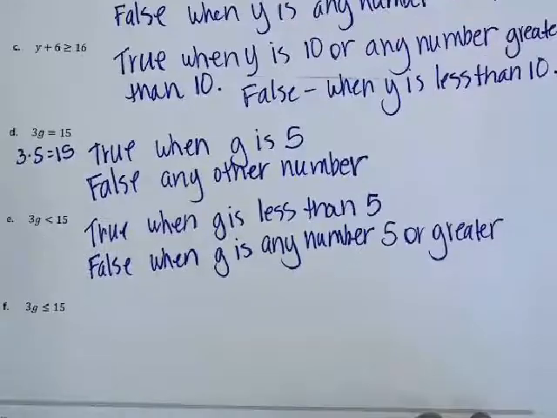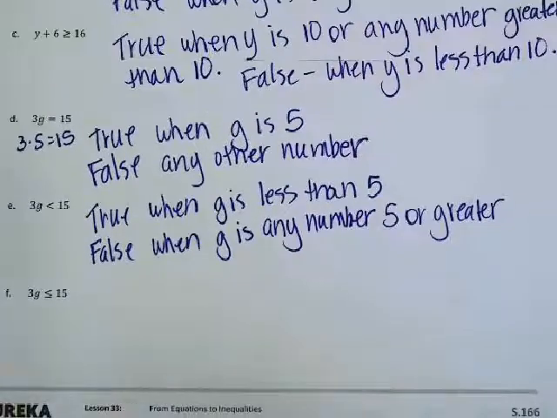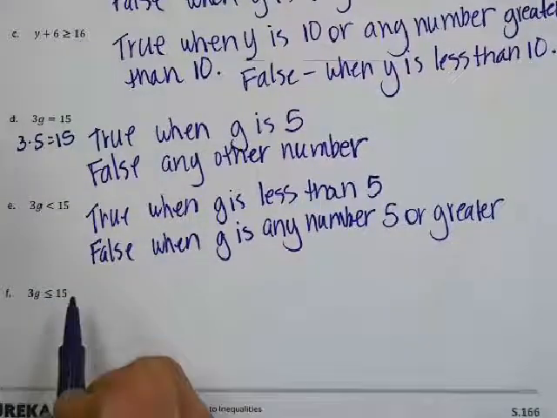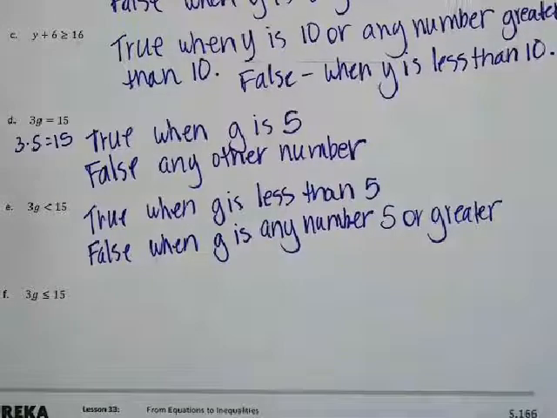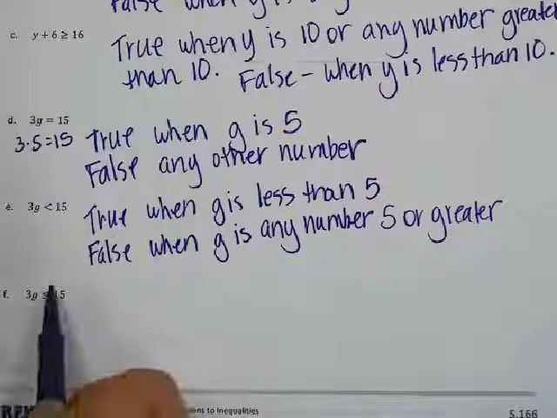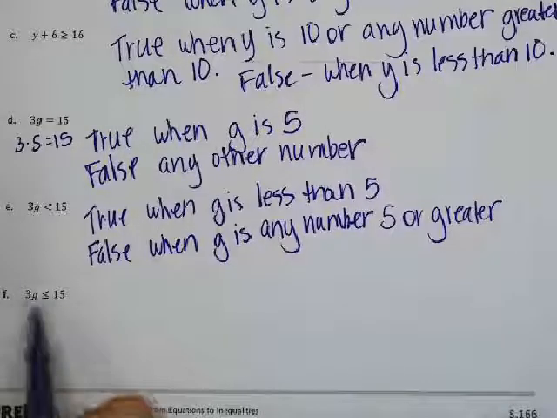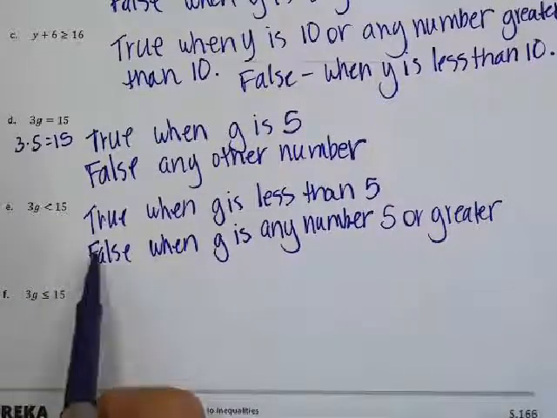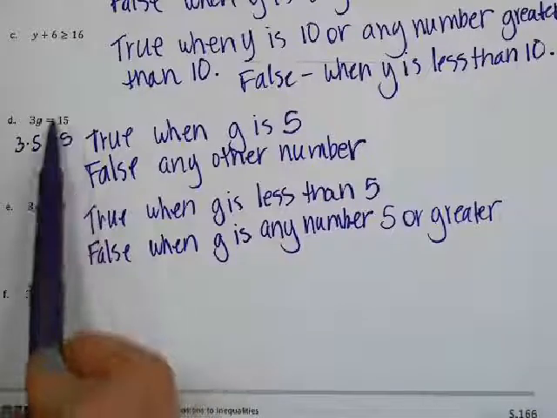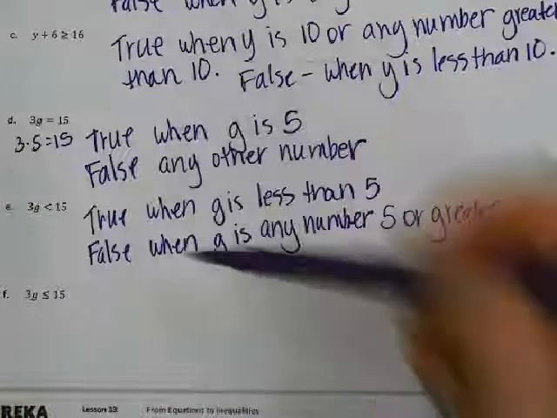And then last on this page, F says 3G is less than or equal to 15. And remember, if you're confused about the signs, go back to that chart that we have in our notes and make sure you're using that. So 3G is less than or equal to 15. So we know that whatever's here is less than, which is what it told us here, or also equal to. So again, we're kind of combining these.